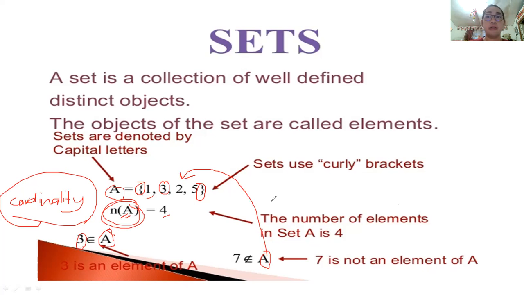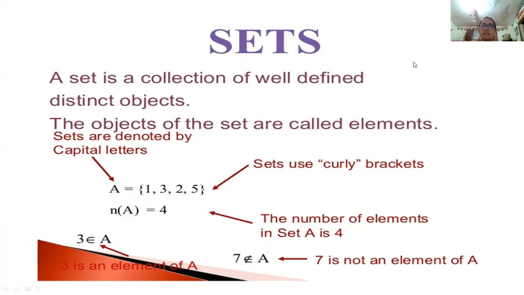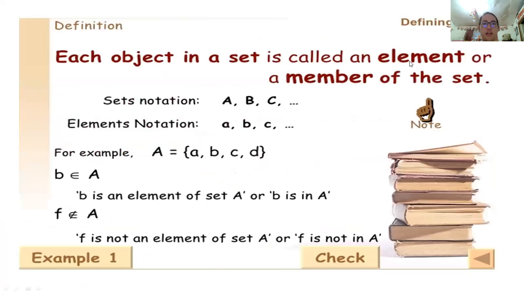I hope you'll be able to understand and grasp something in this topic. So now let's proceed to the next. Okay, so now, as I have said, each object in a set is called an element or a member of the set. The members of the set are called the elements of the set. For set notation, we use capital letters.